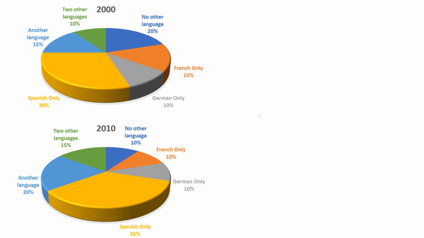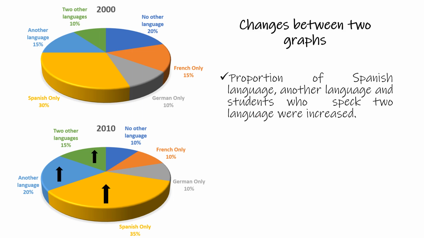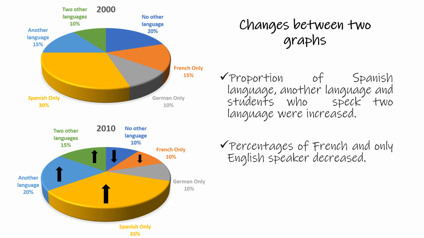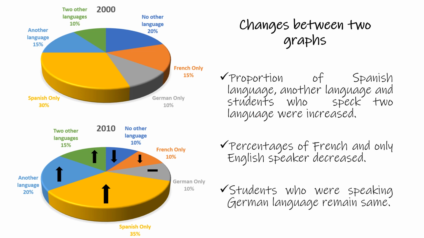Let's begin to interpret the graph. Here are the changes between the 2 graphs. First, the proportions of Spanish language students and students who enrolled in 2 languages increased. Second, the percentages of French and English language pupils decreased. And third, students who studied the German language remained the same. Understand: the proportion of Spanish language students and students who enrolled in 2 languages increased, while the percentages of French and English language pupils decreased, and students who studied the German language remained the same.